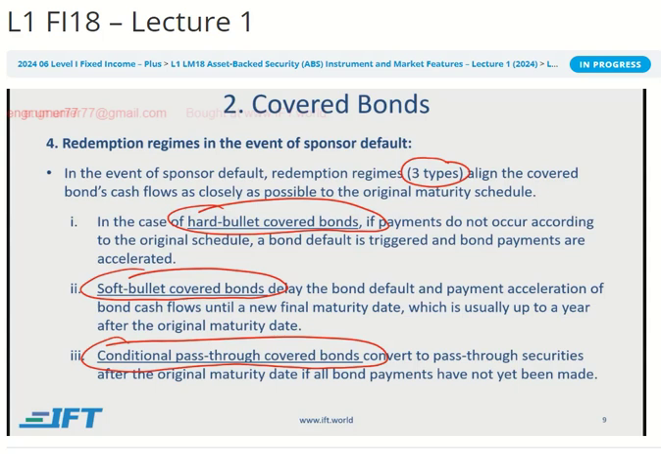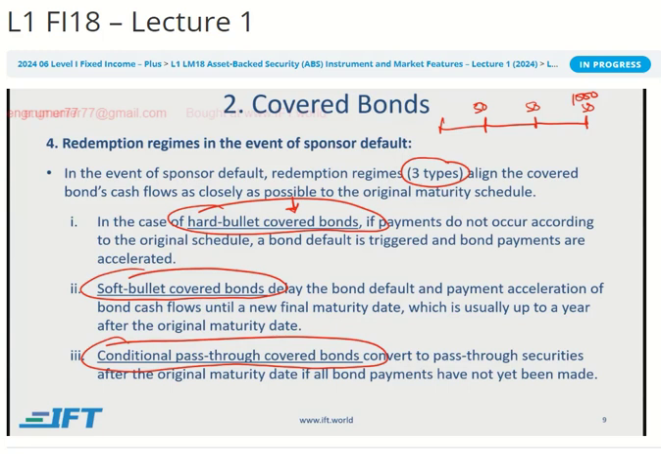So anyways, let me give you a little bit of background. Initially, what we had in modern history Germany, where it was called Prussia, is something called a hard bullet covered bond. Now, bullet structure, as you might remember, is where you have your coupons, and then your entire principal coming at maturity.